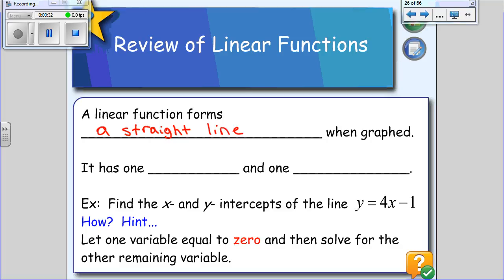So if you have a linear function, when you graph it, you're guaranteed to get a straight line. It's always going to have one x-intercept, and it's always going to have one y-intercept. It's a guarantee. That means if you have a linear equation, you're going to be able to solve for the x and the y-intercept by hand. We're just going to find the x-intercepts. We're going to talk about the y-intercepts.